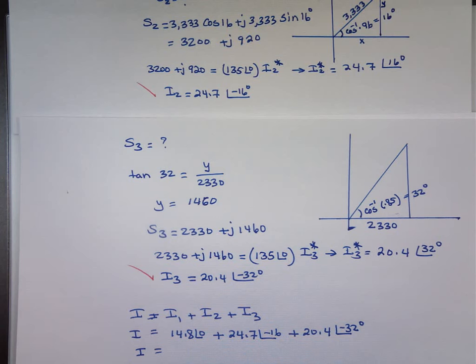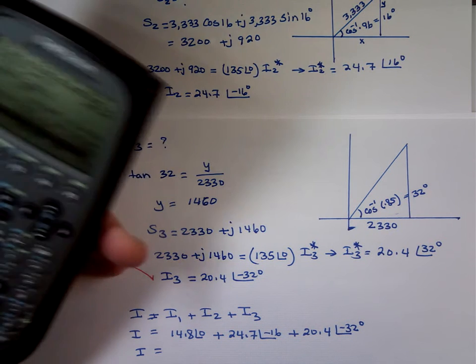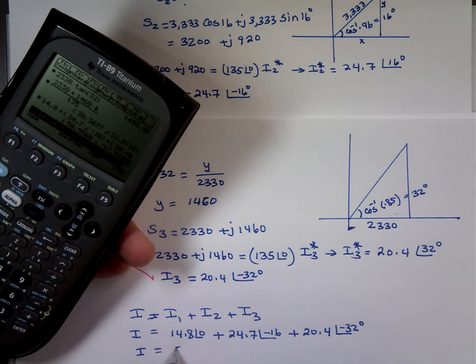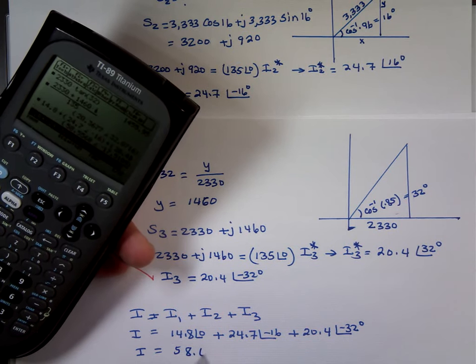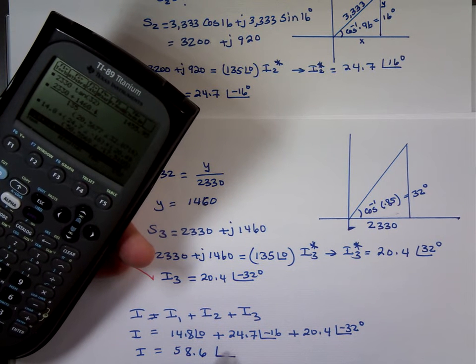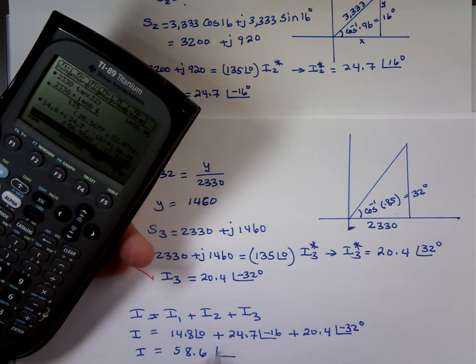24.7 angle negative 16 plus 20.4 angle negative 32. According to my calculator, it's 58.6 angle negative 17.5. I'll go negative 18 degrees.